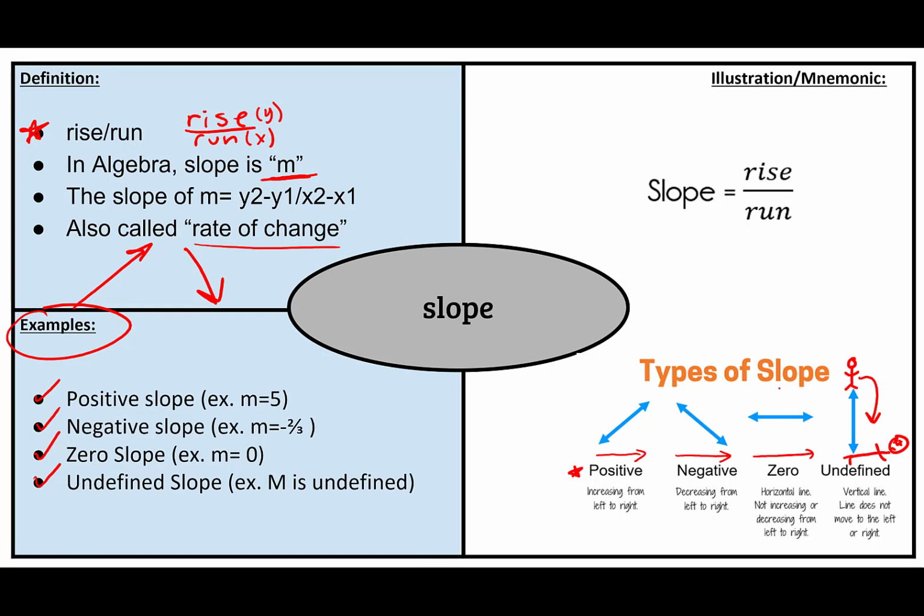If we draw that same guy in on these slopes, we can see that he can walk from left to right, or he can throw on his skis and ski down the mountain, or throw on his hiking boots and walk up the mountain. So there we have examples of positive slope, negative slope, zero slope, and an undefined slope.